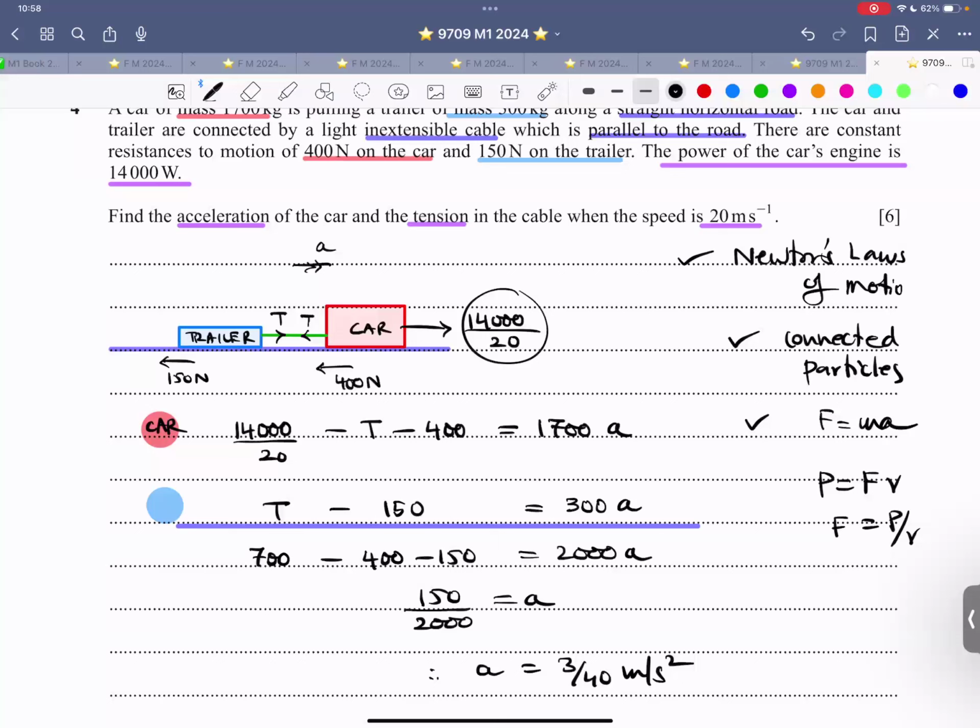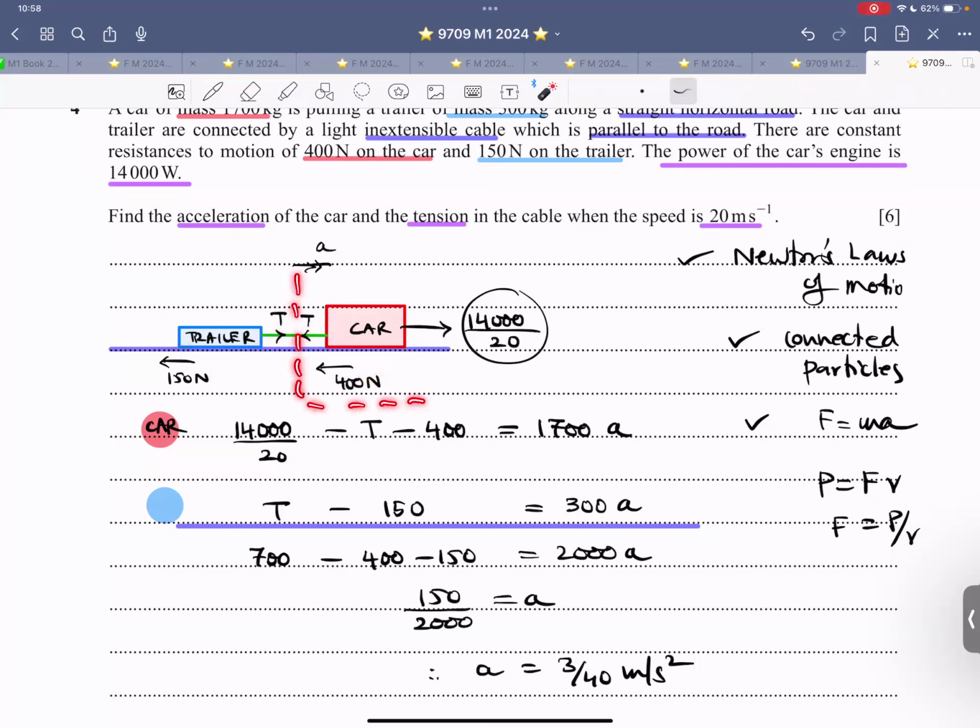That is the engine. The car has an engine. The trailer does not have an engine, otherwise it won't be going all along with the car. There is tension in the cable from the perspective of the car, in this direction. For the trailer, it's a pulling force. 400 Newton over here, 150 Newton over here.